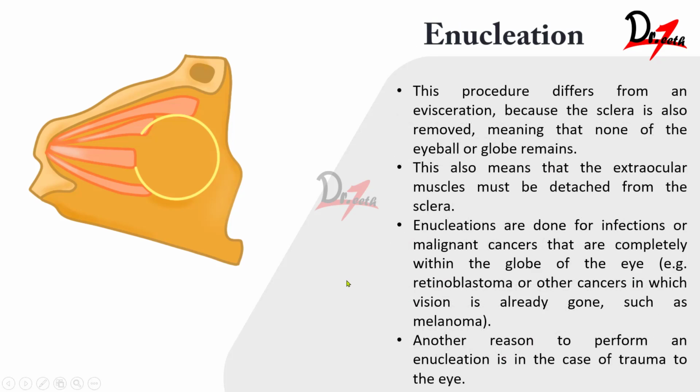Then we have the enucleation. Here the entire eye including the globe is removed. As you can see here, we don't have that yellowish lining outside. So, the sclera is absent here. Entire eye including the globe is removed.